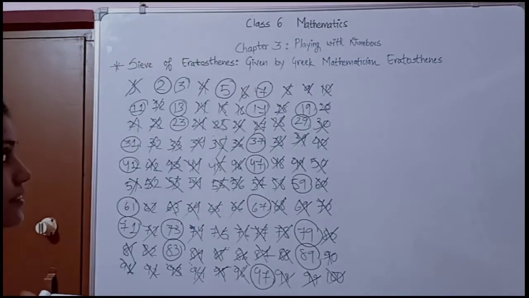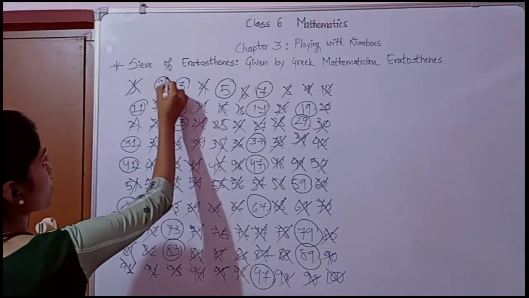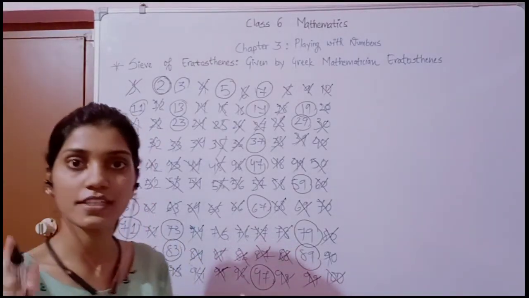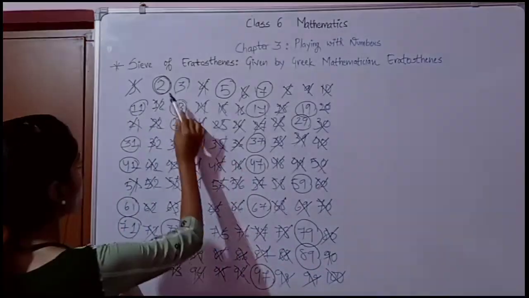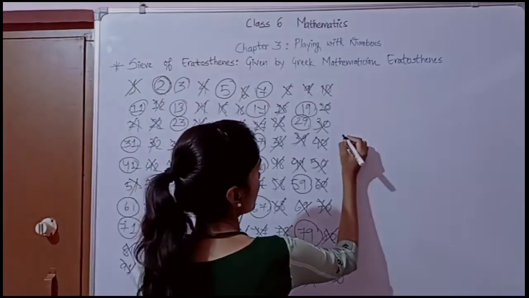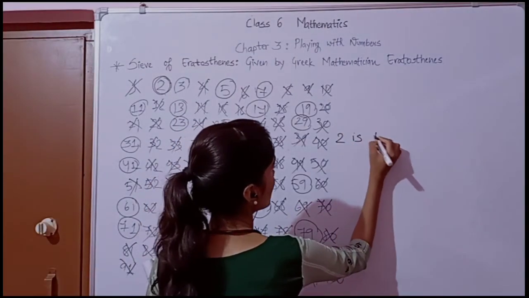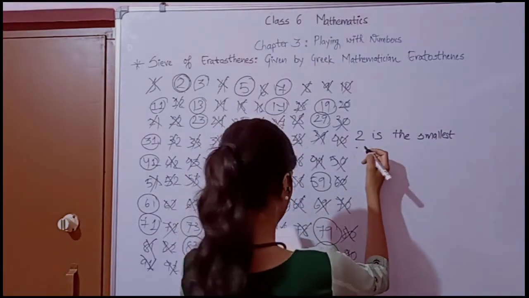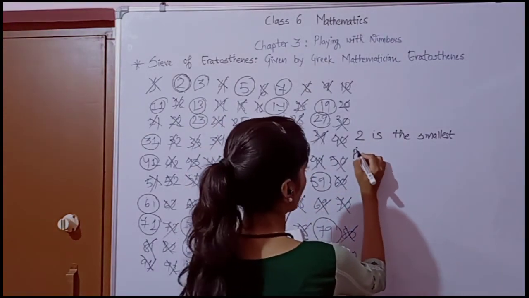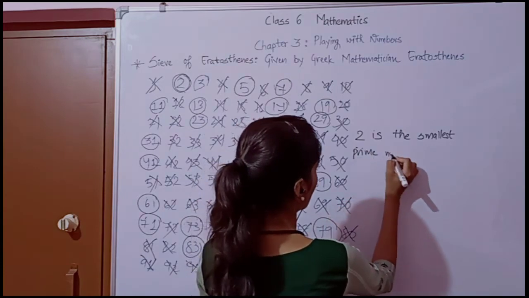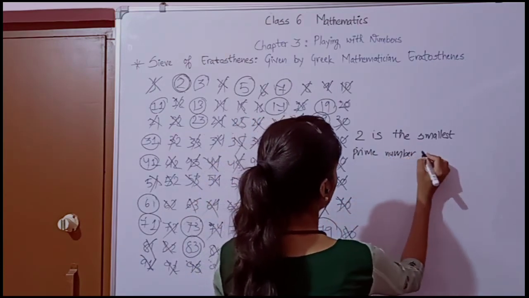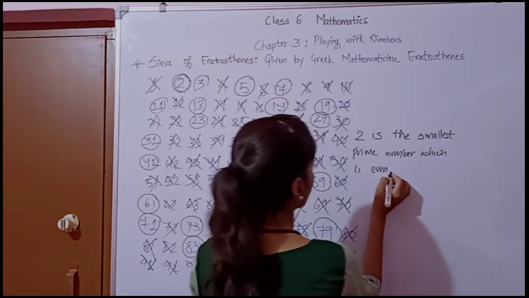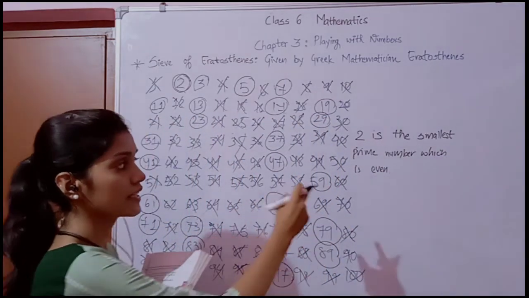Two important things you have to remember. 2 is the smallest even number which is a prime number. You have to remember that 2 is the smallest prime number which is even. You should write this in a notebook and also remember it.